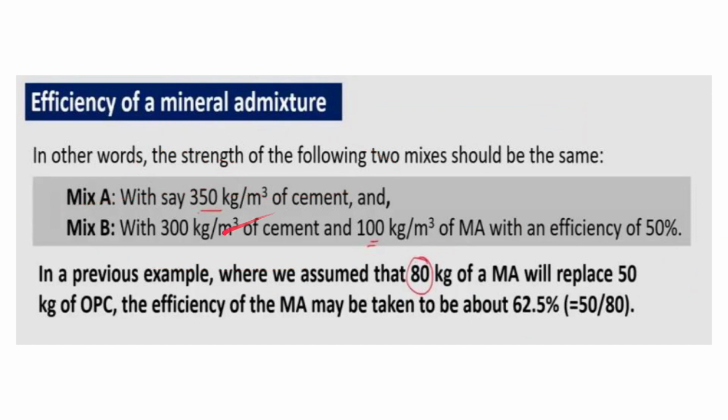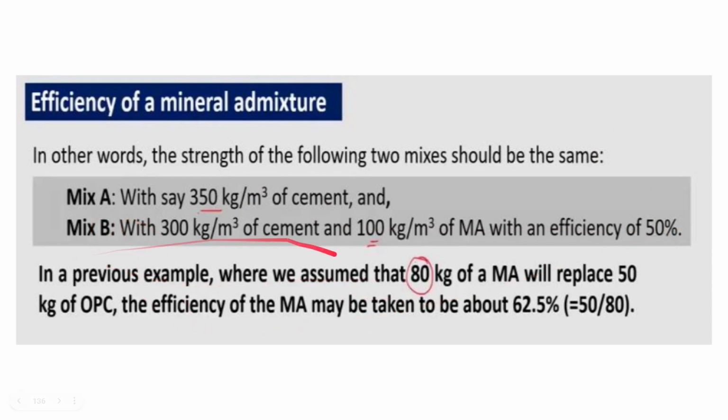So that is the case here. Mix A is having 350 kg cement, and mix B is having 300 kg cement and 100 kg mineral admixture, but both are equivalent. Why? Because 100 kg is equivalent to 50 kg cement, as it has an efficiency of 50%. So both are the same.